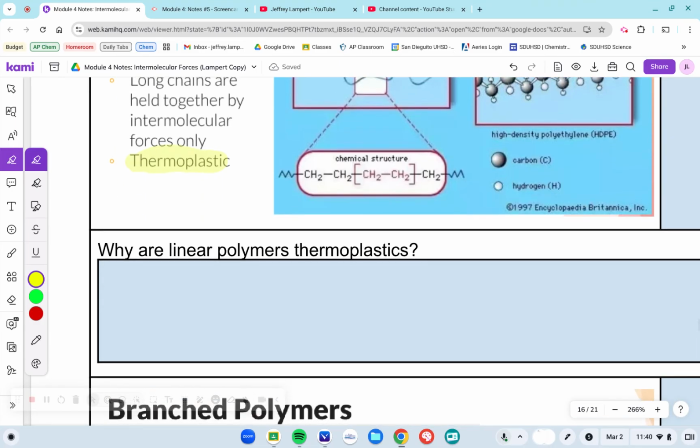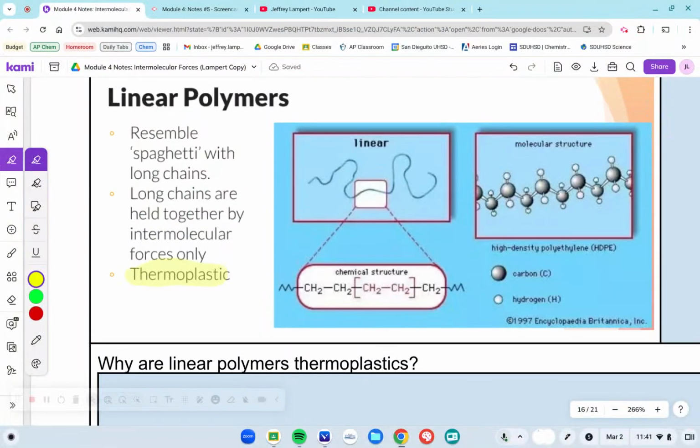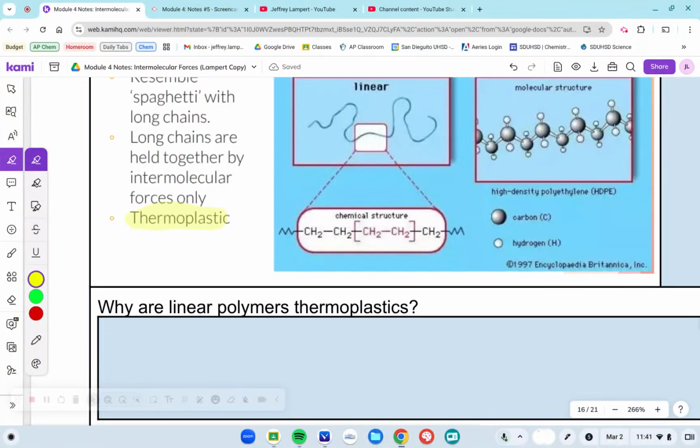So that explains why linear polymers are thermoplastic, right? They're only held together by intermolecular forces, so just like ice can melt and be refrozen, polymers are the same, right? When you melt ice, you just break intermolecular forces. When you melt a thermoplastic, or in this case, a linear polymer, it also just breaks those intermolecular forces.